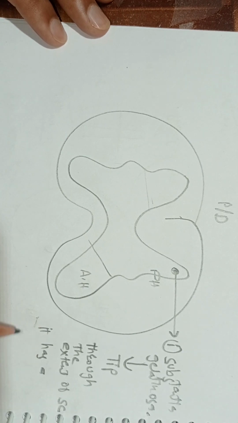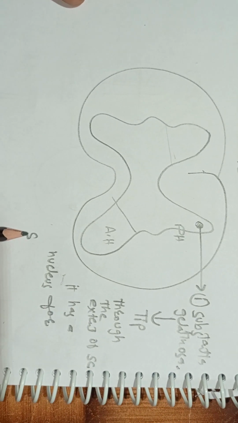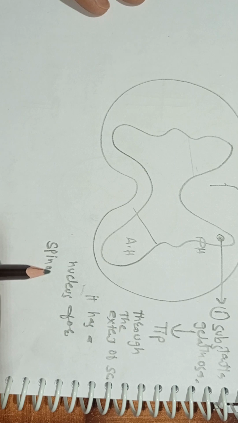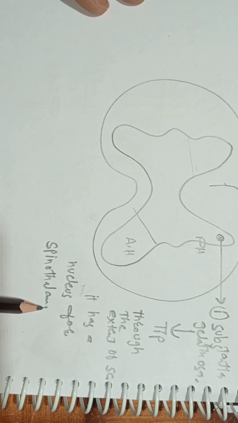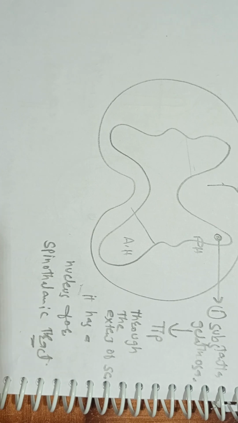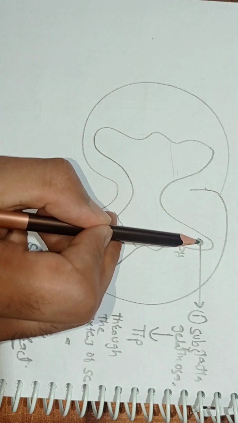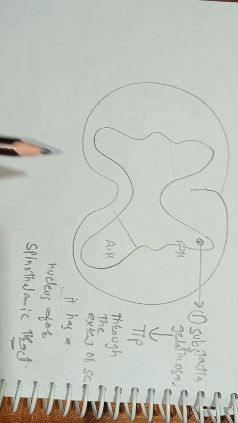It has a nucleus for the spinothalamic tract. What do you mean by spinothalamic tract? It is a separate topic we will discuss in the tracts of the spinal cord. So the first nucleus in the posterior horn is substantia gelatinosa.